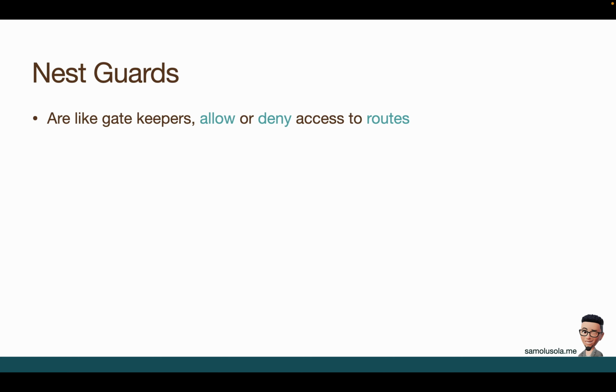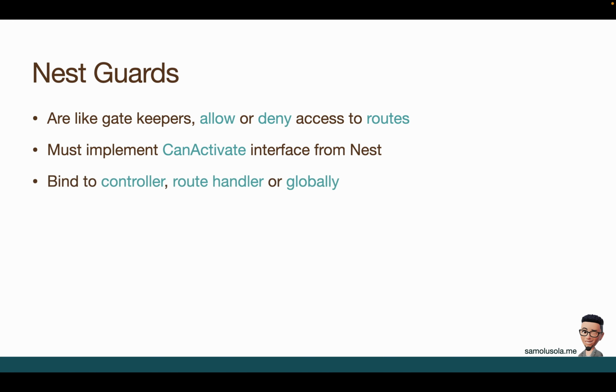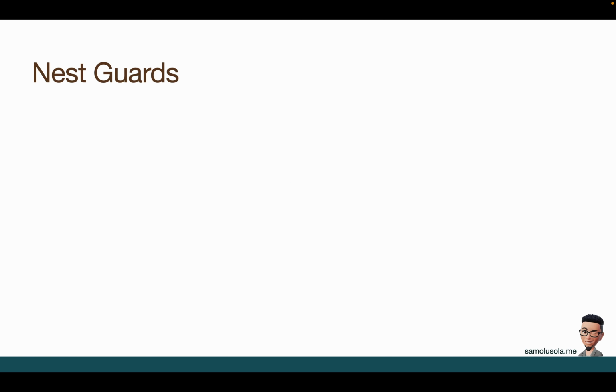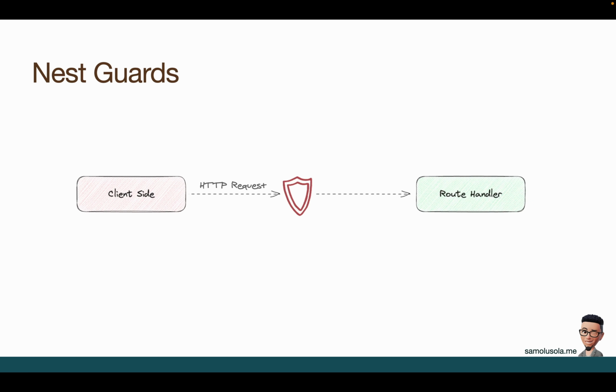So this is how we do it in Nest. We use the Nest guards. For you to create a Nest guard, it must implement the CanActivate interface from Nest. You can also bind a guard to a controller so that it affects all the routes, or to a particular route handler, or globally so that it affects all the controllers that you have across your application. This is a representation of a Nest guard. You can see that it stands between the user request and your route handler. Let's go into code and implement an admin guard, which we are going to use to guard one of our endpoints from the user controller. See you again in VS Code.